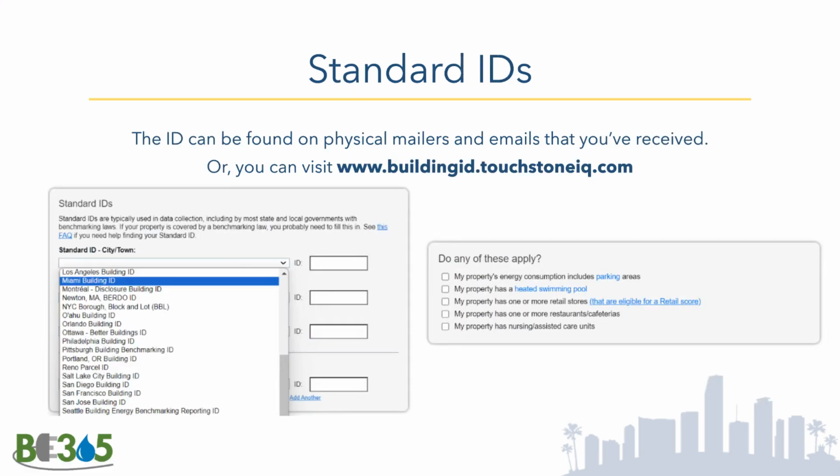The next section is the standard IDs. Here, use the Standard ID City/Town drop-down menu to select Miami Building ID. Then enter your unique building ID. This ID can be found on most of the physical mailers and emails you have received about this requirement. Additionally, you can visit www.buildingid.touchstoneiq.com to obtain your Miami Building ID.